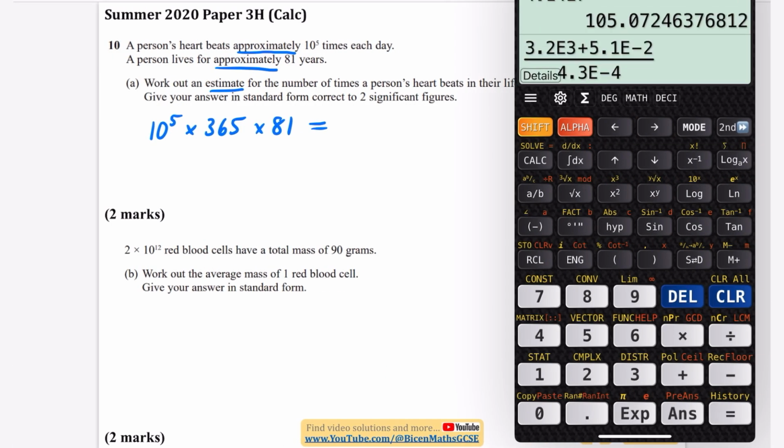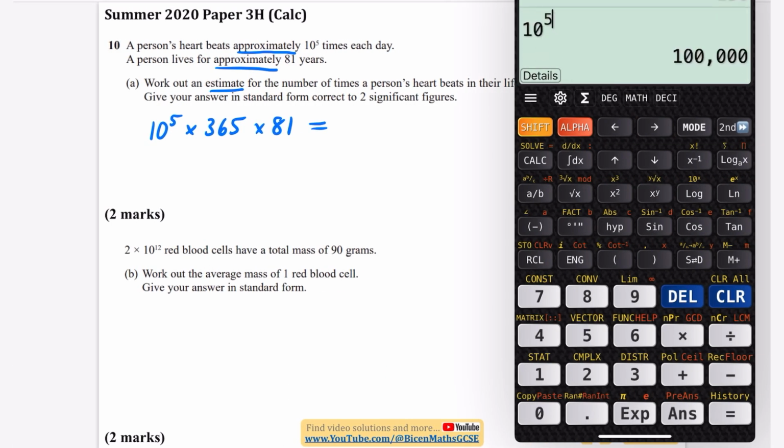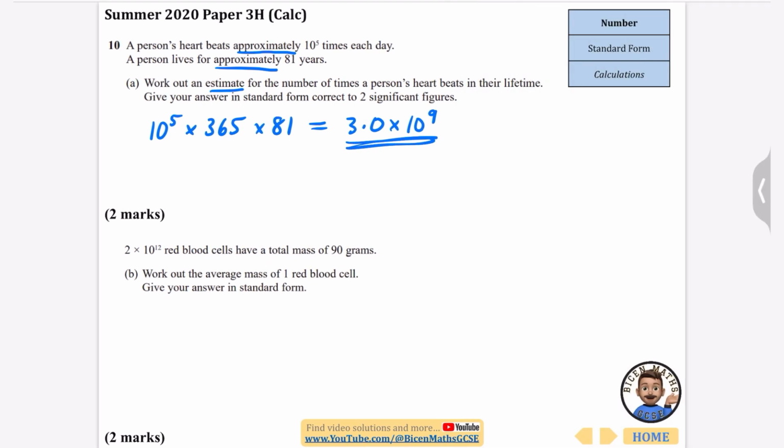So we're going to do our 10 to the power of 5. We're going to multiply it by 365 and then by 81. And we get, let's do this in standard form straight away, it's actually going to be, to two significant figures, 3.0 times 10 to the power of 9. So there's an estimate that we've got there.